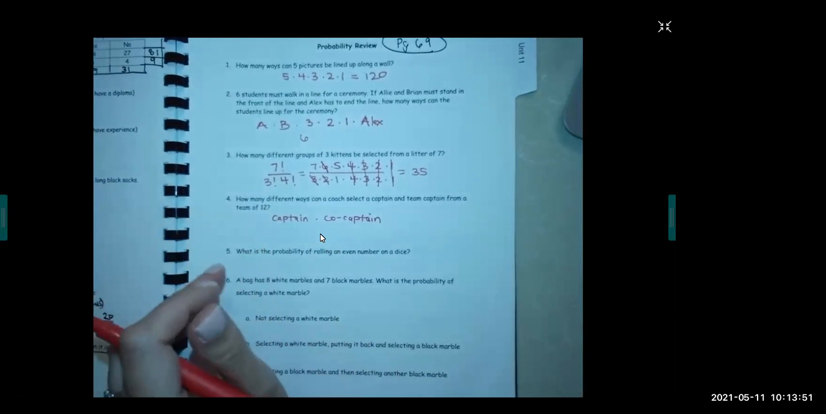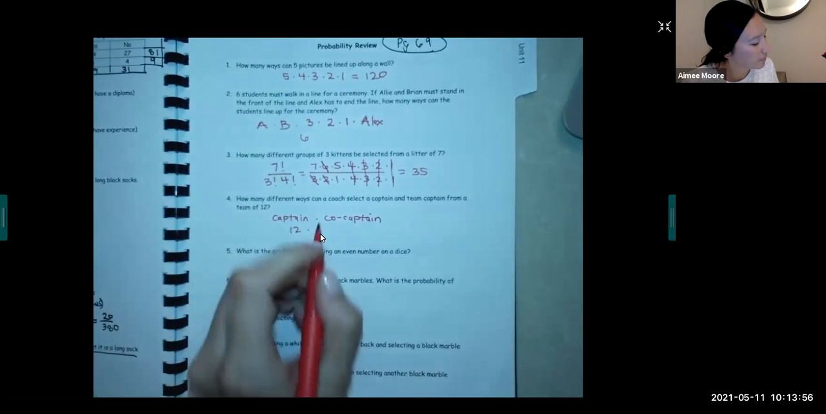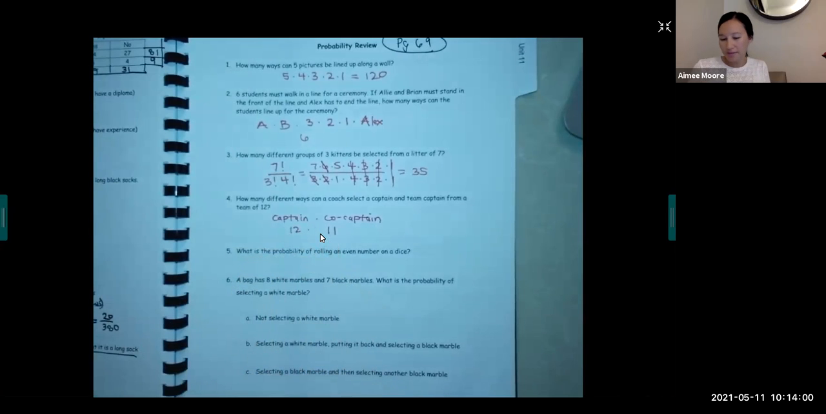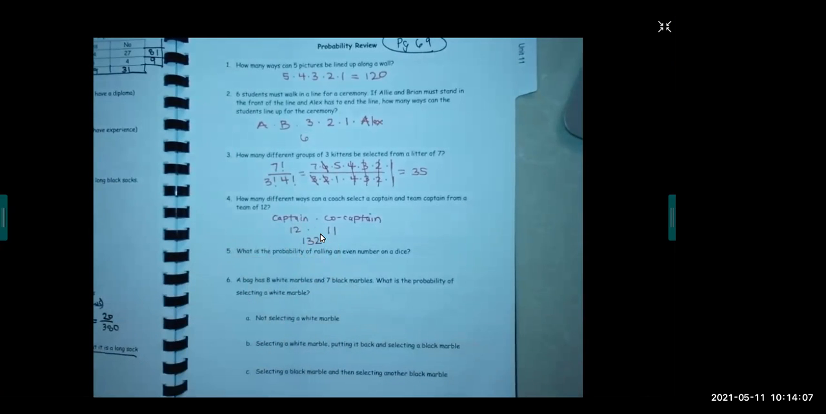This one's much easier. So how many options are there for captain? 12. And then for co-captain? 11. Yep. And then what's 12 times 11? 132. Yep. Yeah, you see, I knew that. Yeah, definitely.